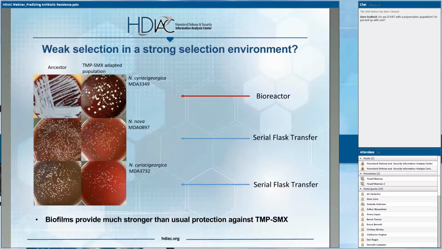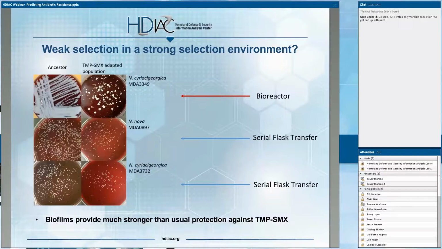And I can visually represent something unusual about Nocardia in this picture here. On the left is the ancestor strain. Nocardia is a beautiful organism, forms very nice, very white colonies, as shown on the left side. And on the right is the result of our experimental evolution studies, either in the flask, shown in these two lower right panels, or in the bioreactor in the upper right panel. And when my postdoc first showed me this plate of the adapted population of Nocardia in this upper right corner, I said, well, you've got contamination all over the place.